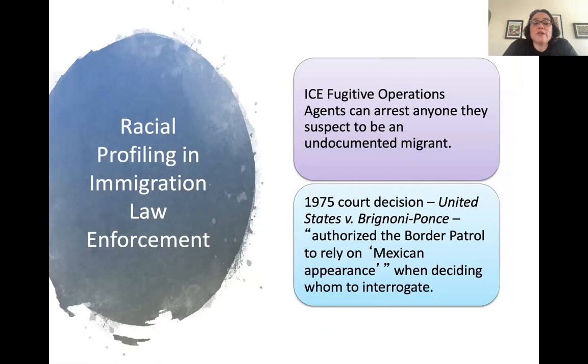Racial profiling, of course, is part of immigration law enforcement. You have ICE fugitive operations agents that can arrest anyone they suspect to be an undocumented migrant. And the reading also talked about the 1975 court decision, United States versus Brignoni-Ponce, which authorized the Border Patrol to rely on quote unquote Mexican appearance when deciding whom to interrogate. We have also seen more recent state laws that have been passed with similar kinds of regulations, basically being able to racially profile who you're stopping and who you're asking for documentation.